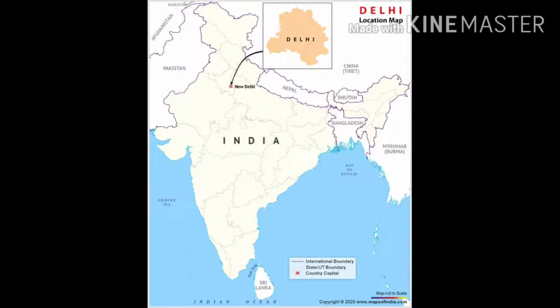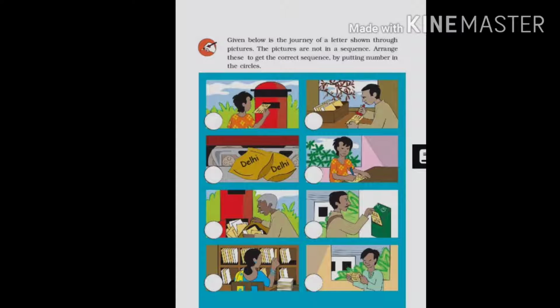Children, now locate Delhi on the map of India. Given below is the journey of a letter shown through pictures. The pictures are not in a sequence. Arrange these to get the correct sequence by putting numbers in the circles. Children, the letters are carried from one place to another by the following ways.